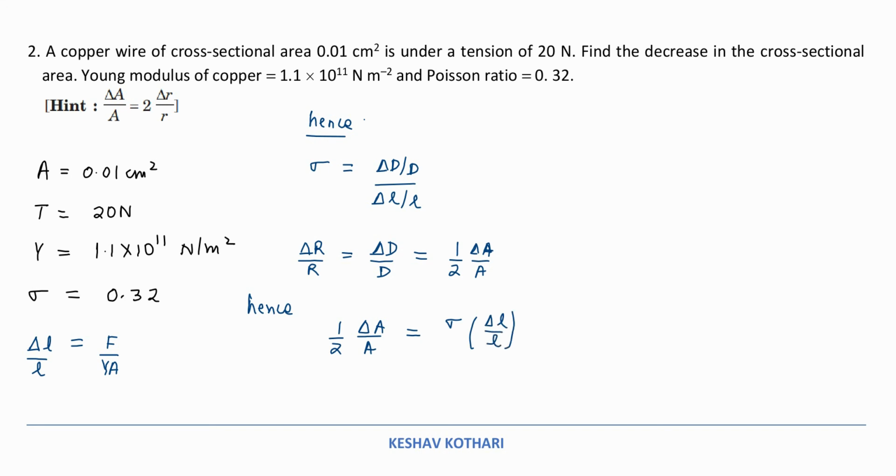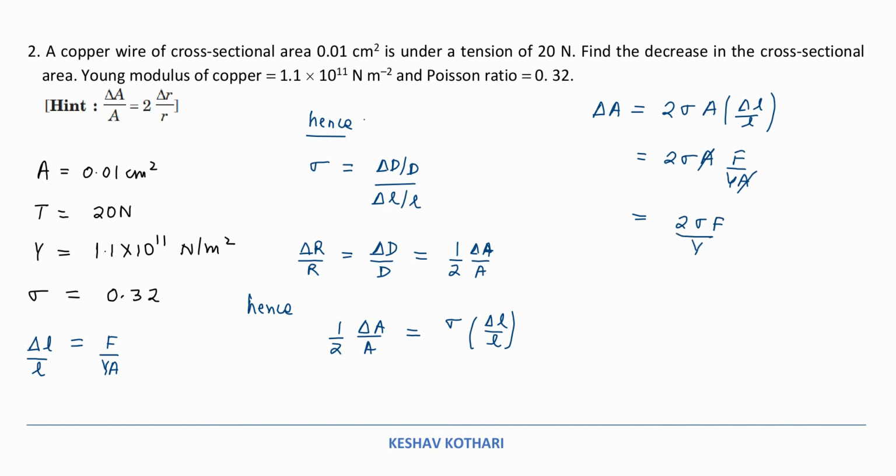So over here, if I talk about the change in area which is taking place, the change in area can be written as 2 sigma A delta L by L, and delta L by L can be written as F upon YA. So A and A cancel out. So we get this value as 2 sigma F by Y.